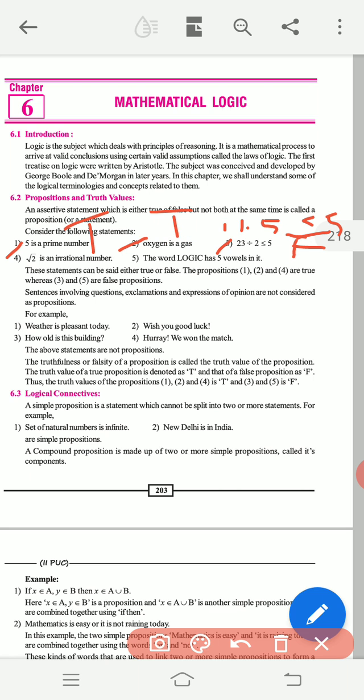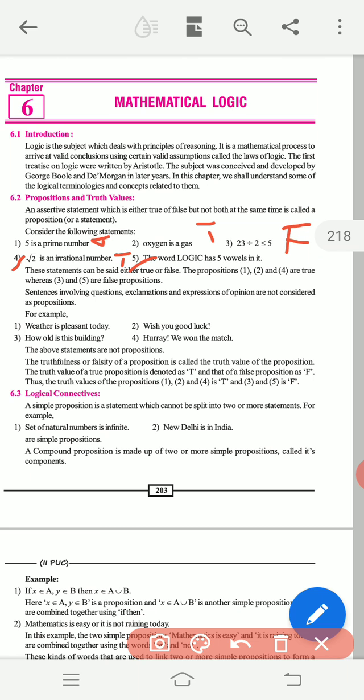Next, consider fourth one. Root 2 is an irrational number. 2 is a prime number. Square root of any prime number is an irrational number. Therefore, it is also true. First one is true. Second one is true. Third one is false. Fourth one is true.